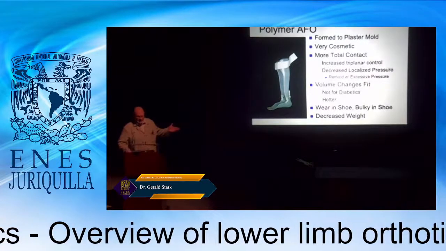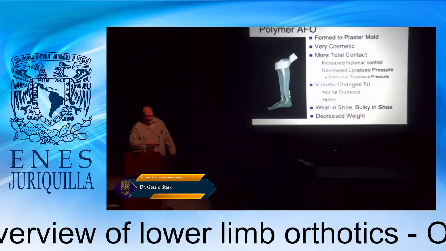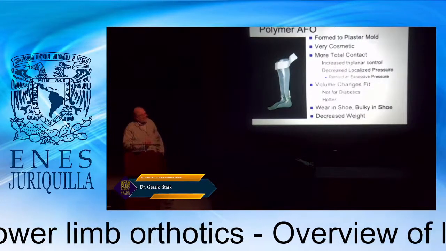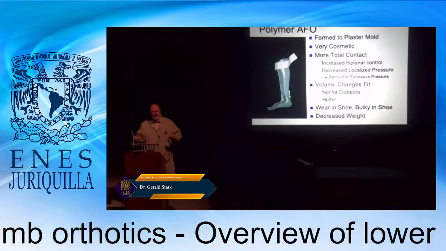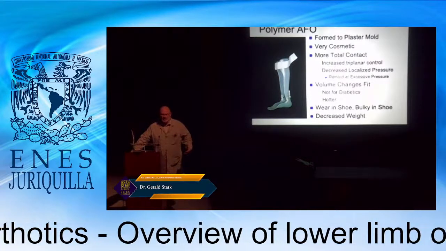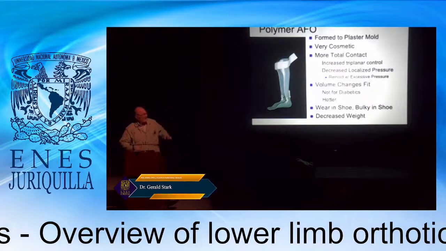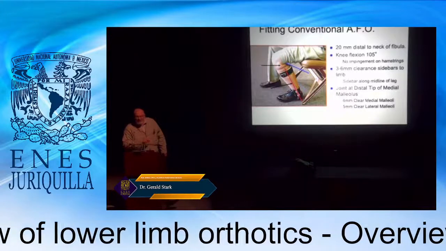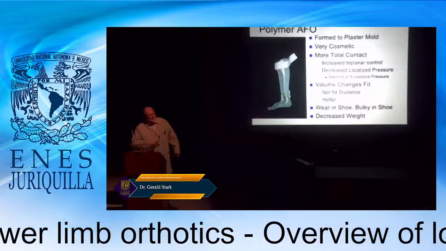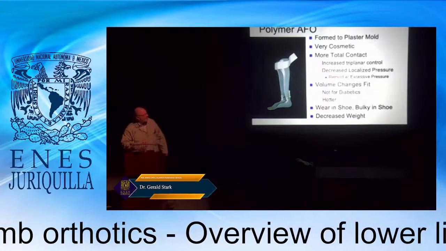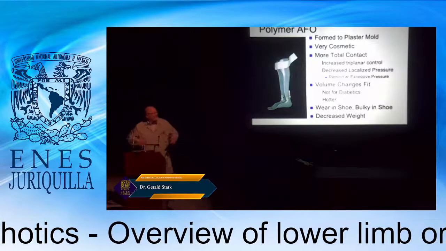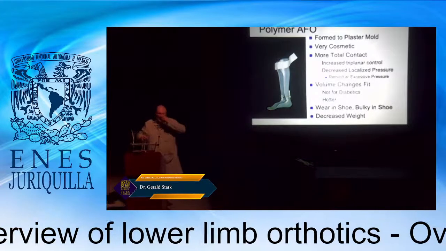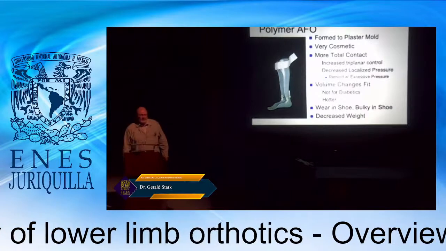Now, polymer AFOs are a bit different because they can be formed directly to the mold, and this makes them very cosmetic and gives you much more contact. Plastic is inherently much weaker, right? Metal is stronger, but you can't touch the patient. If you look here, I'm only touching the patient at the foot and at the cuff, really. But with plastic, I can get it much closer. So even though it's a much weaker material, because it makes contact along the entire leg, it gives you much better multi-point control of the leg itself.